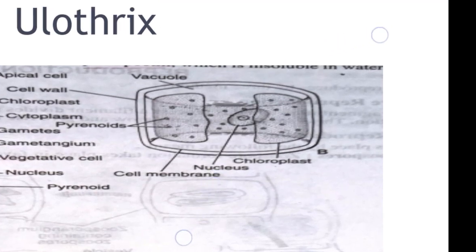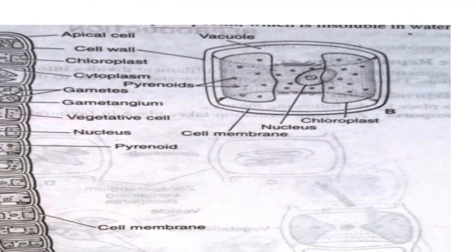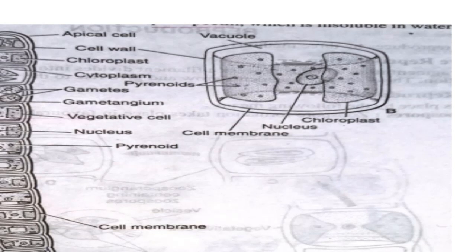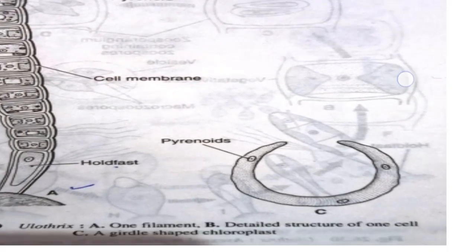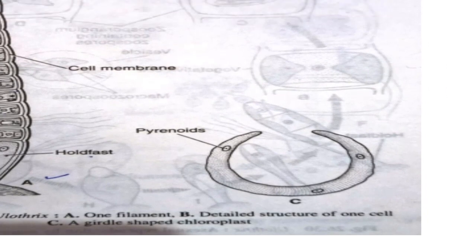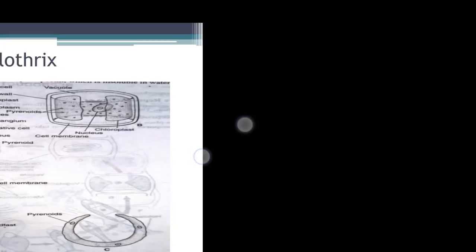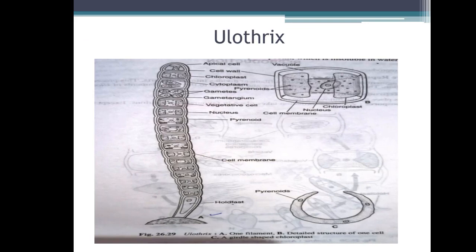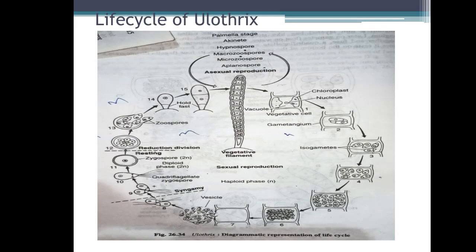Here you will see that there is a C-shaped chloroplast, and in the center of this chloroplast the nucleus is present. Vacuoles are not seen, but well-developed pyrenoid bodies are present. Their number is more than 1. It is also an autotrophic alga. Now this one is the life cycle.